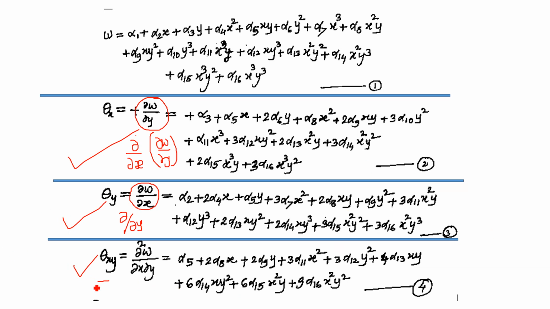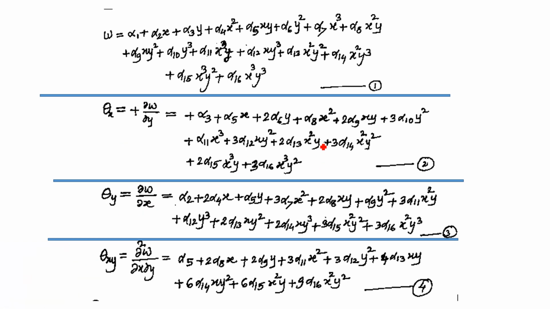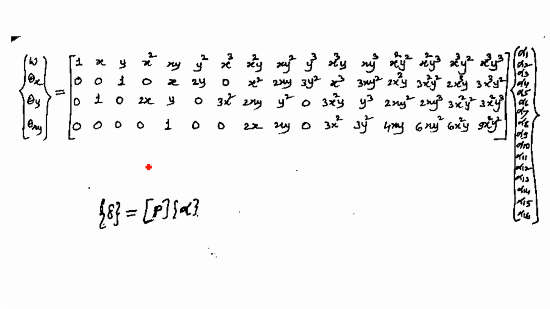So these are the four expressions for the 4 degrees of freedom at each node of the plate bending element, that is the BFS plate bending element: w, theta x, theta y and theta xy. If you write down these 4 equations in matrix form, you will get this. Such a matrix you will get: w, theta x, theta y and theta xy, 4 unknowns, then 16 columns because there are 16 terms, alpha 1 to alpha 16 generalized coordinates.